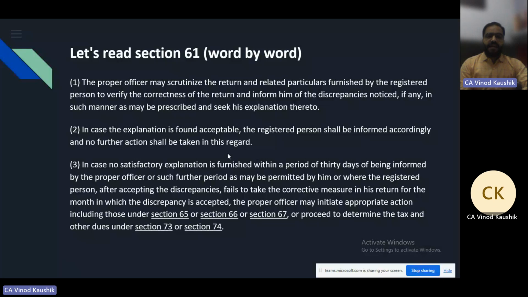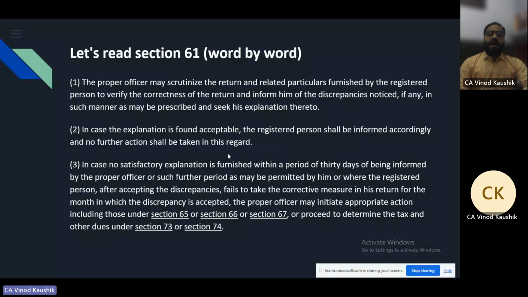Second says, in case the explanation is found acceptable, the registered person shall be informed accordingly and no further action shall be taken in this regard. If the explanation of discrepancies or the inconsistencies are explained very well and they are justified, the officer is required to drop the proceedings in ASMT 12. The reply in ASMT 11 is filed and ASMT 12 needs to be issued. But practically, we are dealing with a number of ASMT 10s wherein the officers are not issuing ASMT 12 for the reason best known to them.